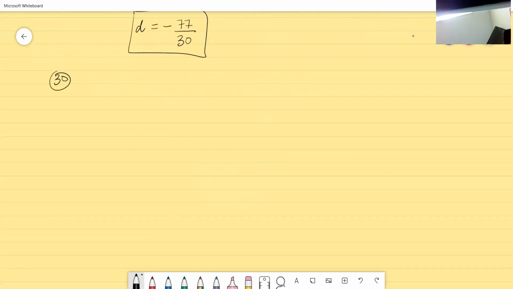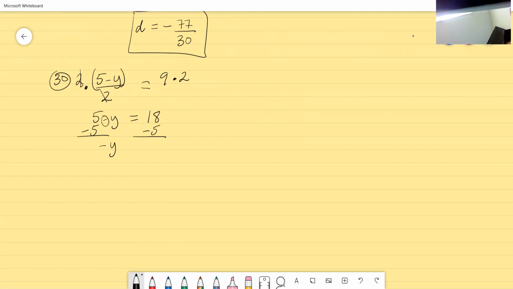And then number 30 is 5 minus y divided by 2 equals 9. Now in this case, I would treat 5 minus y as your numerator, so you would actually go ahead and just get rid of your denominator first. So I would multiply both sides by 2. And what this gives you is 5 minus y equals 18. Then you add the inverse, negative 5 to both sides. So this gives you negative y. Make sure you keep that minus sign as a negative.